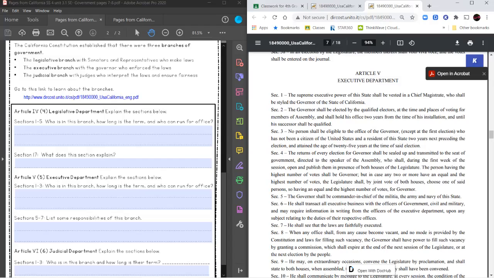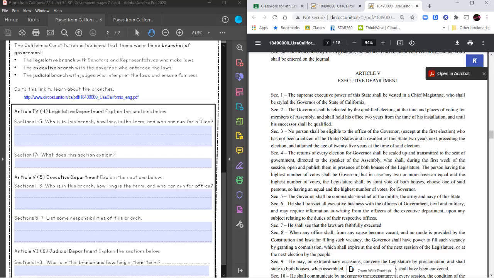Section 2: the governor shall be elected by the qualified electors at the time and place of voting for members of assembly and shall hold his office 2 years from the time of his installation and until his successor shall be qualified. All right, what does that mean? That means the governor will be elected by people who are qualified to elect a governor. And he's going to hold his office for 2 years from the time that he is installed, which basically means put into that office or position, and until his successor, that means the person who comes after him, is qualified and ready to take over that role.